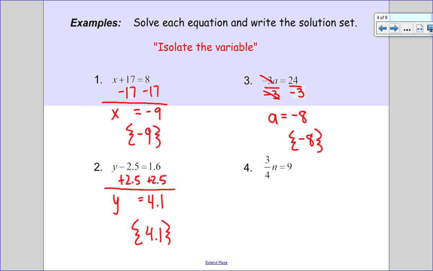And in example 4, where we are dealing with a fraction, we see that 3 over 4 n equals 9. To isolate our variable n, we must multiply both sides of our equation by the reciprocal of 3 over 4, which is 4 over 3. In doing this, we see that on the left side of our equation, our two fractions will cancel each other, resulting in 1n. And on the right side of our equation, when we reduce our fractions and multiply, we see that n will equal 12, which is our solution.